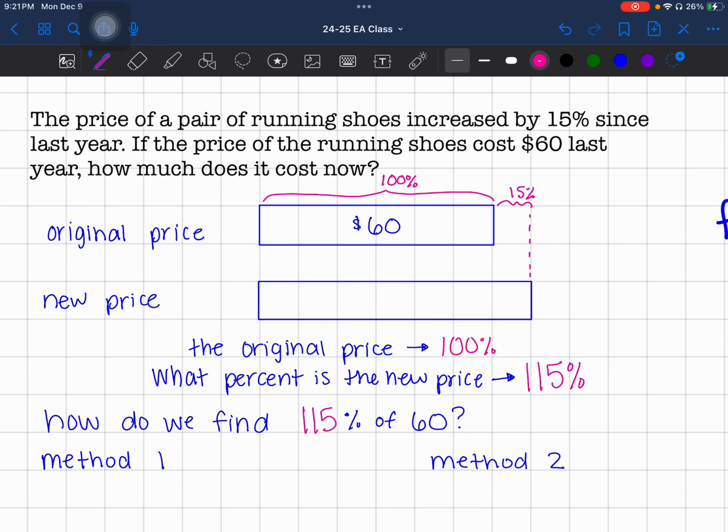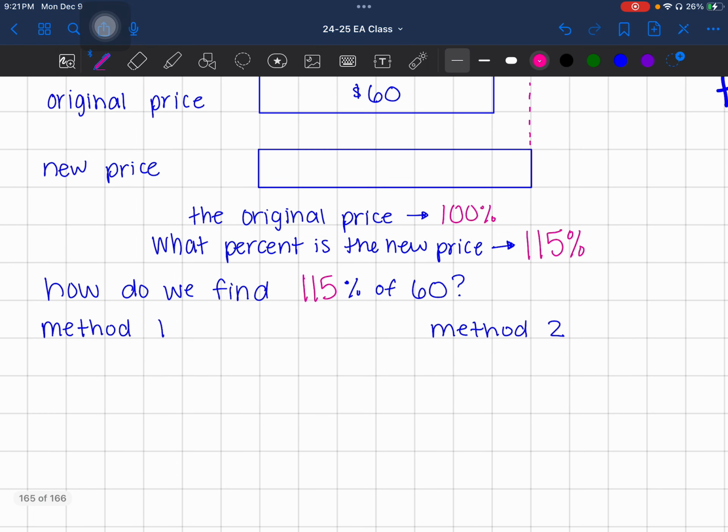There are two ways. We have two methods. Method one, we can find what 1% is, and then we can find 115%. So method one is going to be find 1%. We know that 100% plus 15% equals 115%. We know that 100% equals $60. So how would we find 1%?